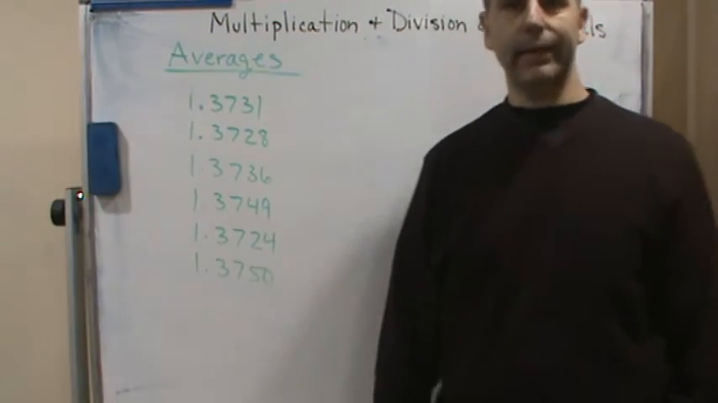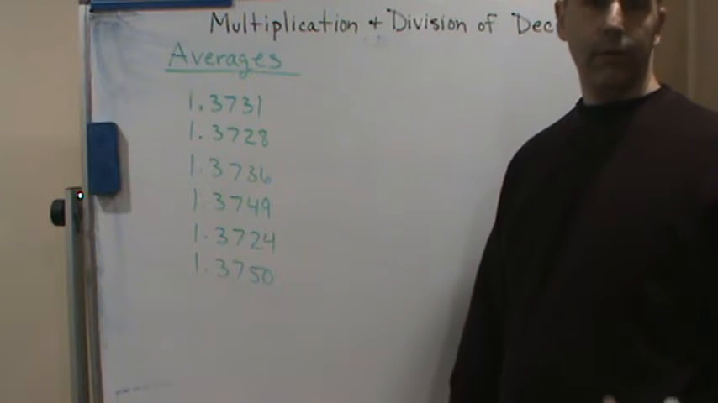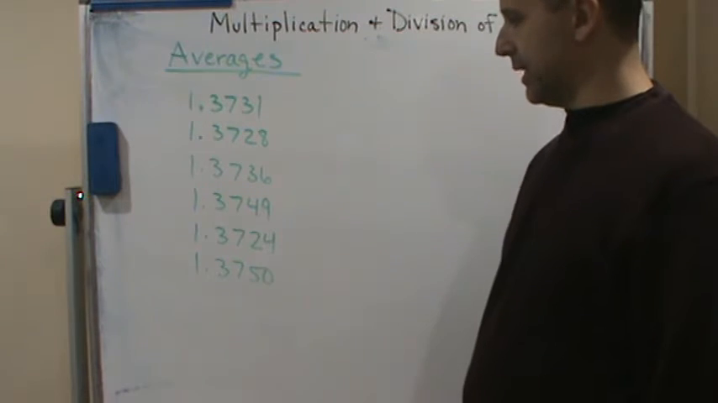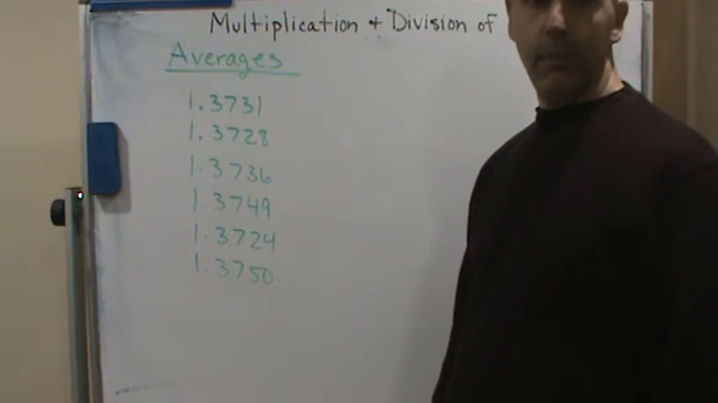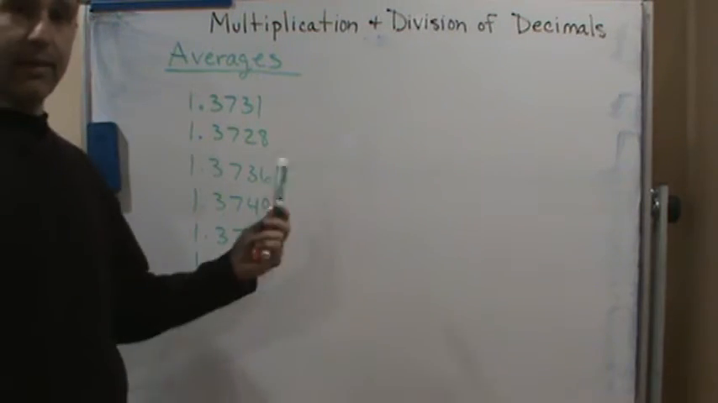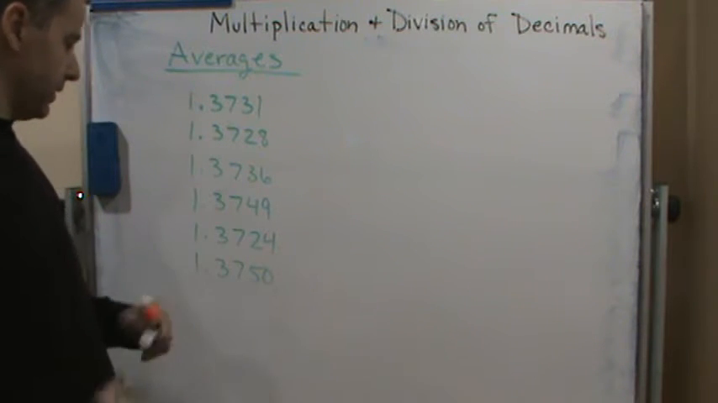Okay, so welcome back. Now we're going to do an example of taking the average of 6 measurements. So let's say these are the measurements that we're taking, and we've got 6 of them, and we want to take the average of these measurements. So what we're going to do is add these measurements up and then divide by the number of measurements that we took, which is 6.